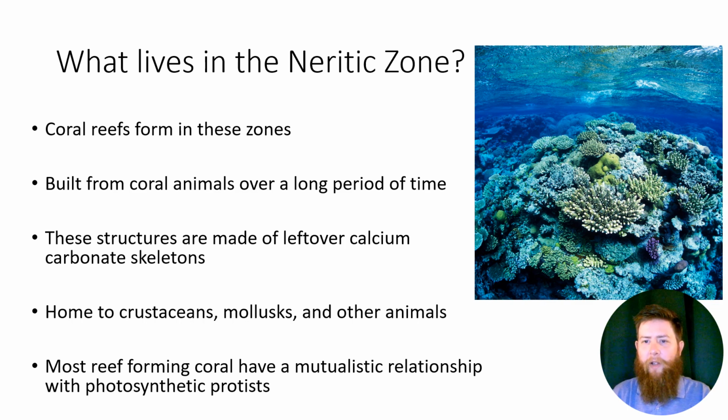So what else lives in the Neritic Zone? We get coral reefs forming in this zone. These are built from coral animals, and the structures that are left over are the calcium carbonate skeletons that the dead organisms left behind. As they die, the skeletons are on the bottom, and new organisms grow on top of them. This is home to crustaceans, mollusks, and other animals. Many reefs have mutualistic relationships with photosynthetic protists. This allows them to share food, and the protists get protection.